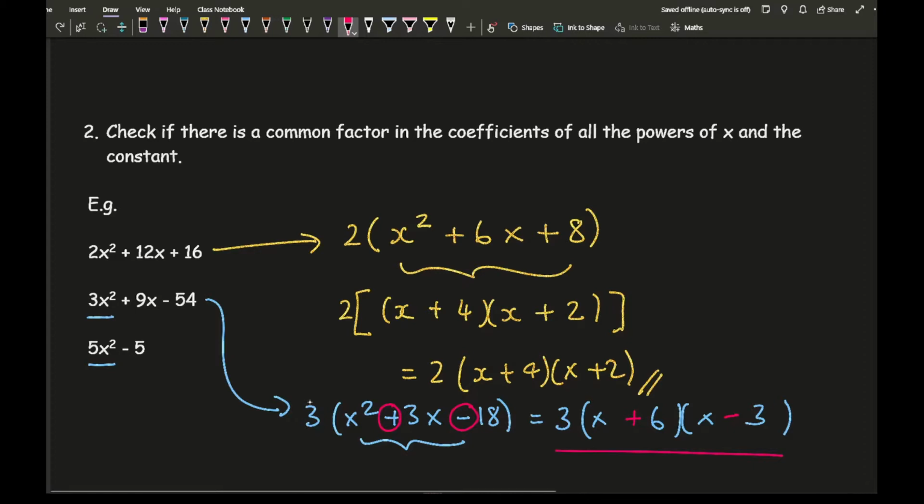Then with the last one here, I can take a 5 out. So I've got 5x squared take away 1. This then is a difference of 2 squares. So then it gives me 5x and x. I've got a 1 and a 1. One's a plus and one's a minus.